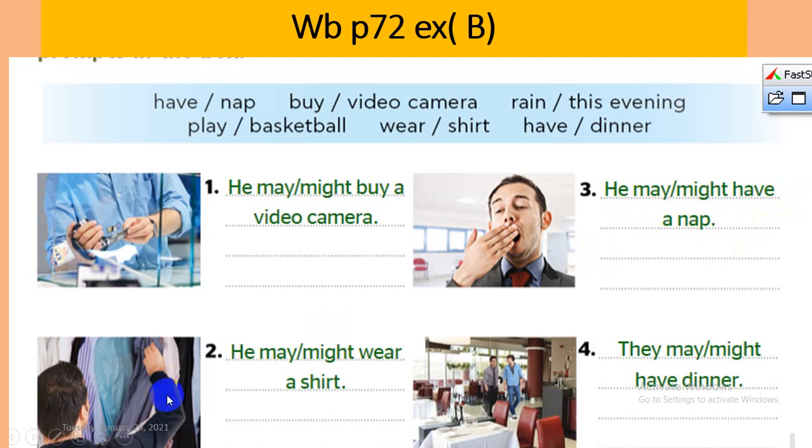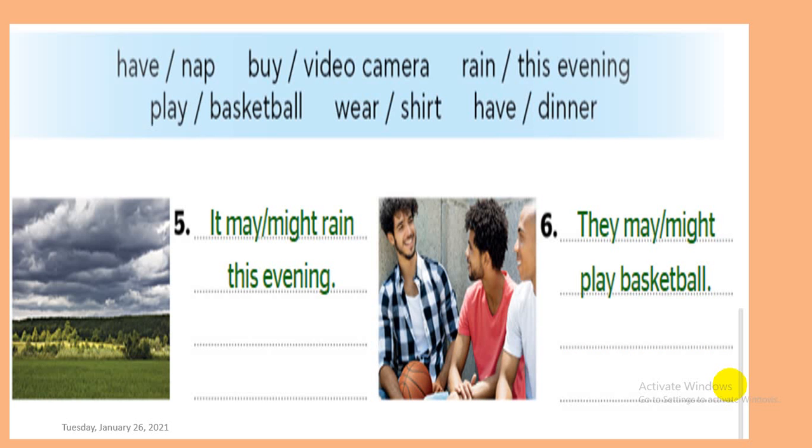The second one, he may or might wear a shirt. They, I can use either may or might have a dinner. Excellent. Did you answer it like this? Excellent, good girls. Move on to the complement of this question. Five, it may or might rain this evening. The last picture, they may or might play basketball.